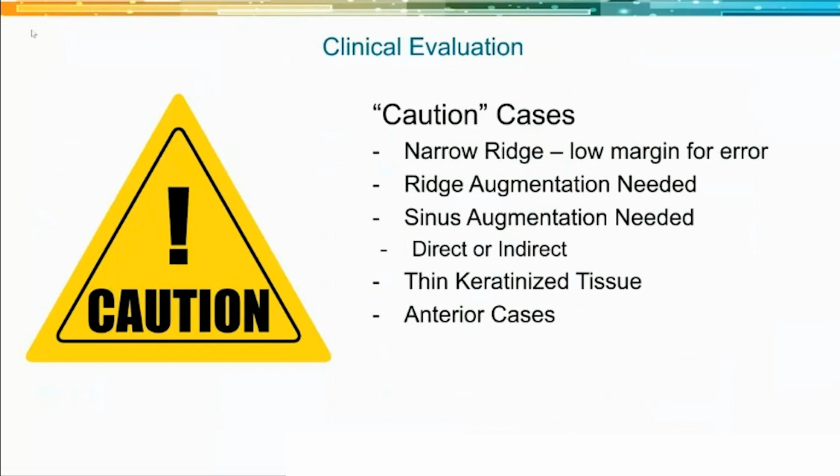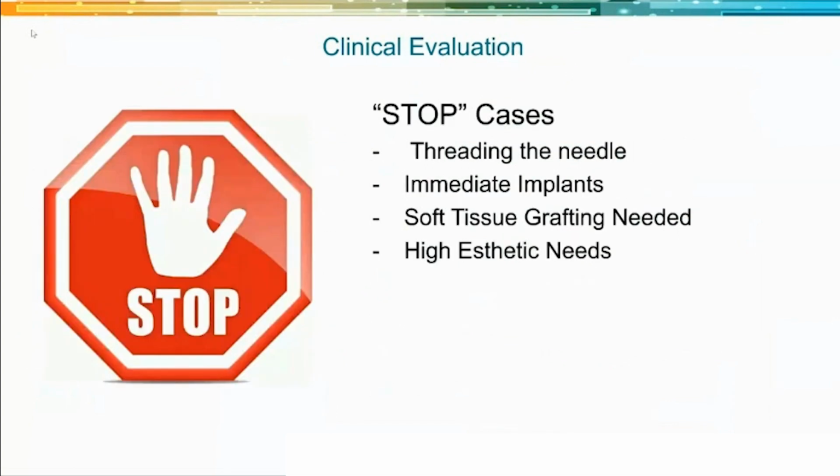What I call stop cases, which for my practice, these are the referral cases. There are some general dentists, obviously, that get comfortable with these as well. But if you're having to thread the needle with really low margin for error, immediate implants, I'm not doing those in my practice at this point. Soft tissue grafting is needed or high aesthetic needs. So again, those 3 levels kind of give you a good baseline as you start to look at case selection for implants you want to place.